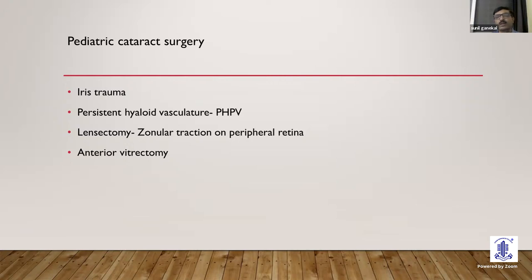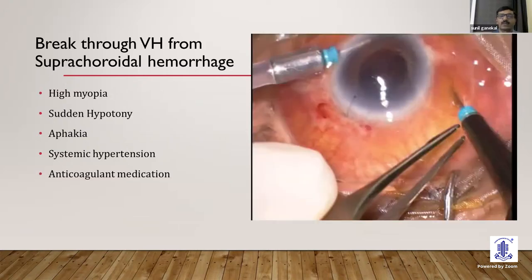Another entity I would like to highlight here is PHPV, persistent hyaloid primary vitreous, from the hyaloid vasculature. Sometimes it can bleed and cause this. And during lensectomy, if you're not very careful and you use vigorous suction, it can cause zonular traction on the peripheral retina and ciliary body region and cause a bleed. So one should be very careful in pediatric cataract surgery patients.